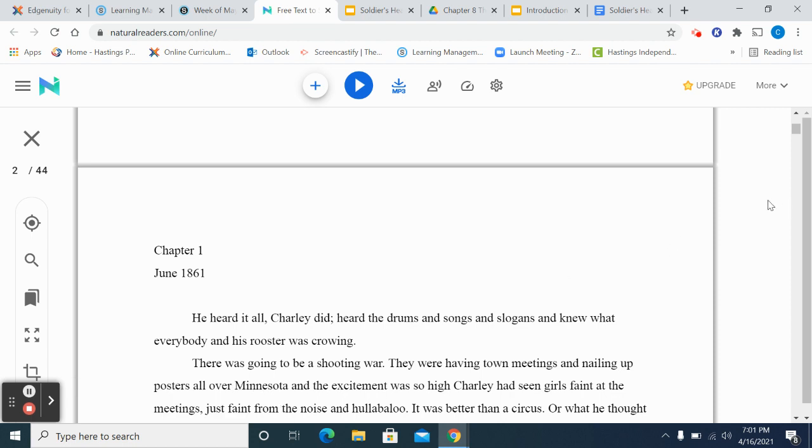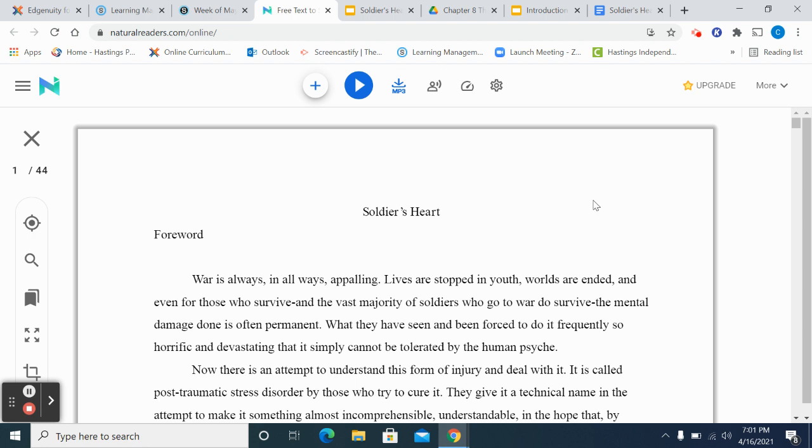And what we're using right now is something called Natural Reader. And you'll notice that I left off where I last left off, and that's at the start of chapter 1. But I don't want to be at the start of chapter 1. I want to be at the start of the foreword section. Remember, you don't need to summarize the foreword section of Soldier's Heart, but you do need to listen to it or read it.